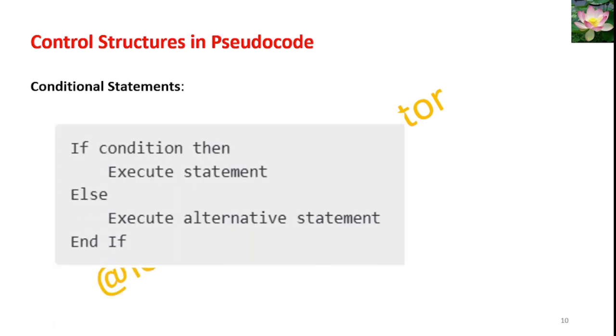Under the conditional statements, here we are going to mention if condition, then execute statement, else execute alternative statement, and third one is the end if. What is the meaning of the if condition? The statement under the if will be executed when the if condition is true, and if the if condition is false, it goes to execute the else statement. After that, further the condition is not satisfied, then it goes to end if. Whereas in the case of Python programming, we say if, else and elif.